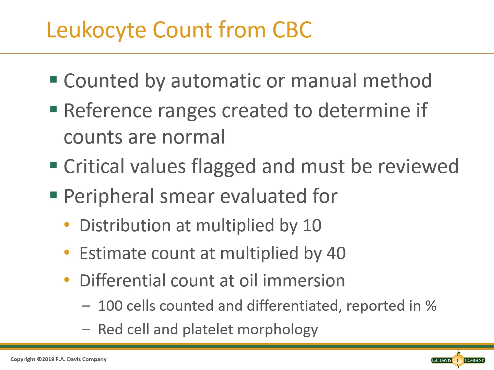So the peripheral smear is going to be evaluated for the distribution multiplied by 10. The estimated count is multiplied by 40, and you're going to look at that differential count on the oil immersion lens on the microscope. So you're going to count 100 cells and differentiate those and put them in the correct category, and that's going to be reported out in a percentage. You're also going to look at your red blood cell morphology and your platelet morphology and determine if what you are seeing is jiving with what the instrument has given you in its report.